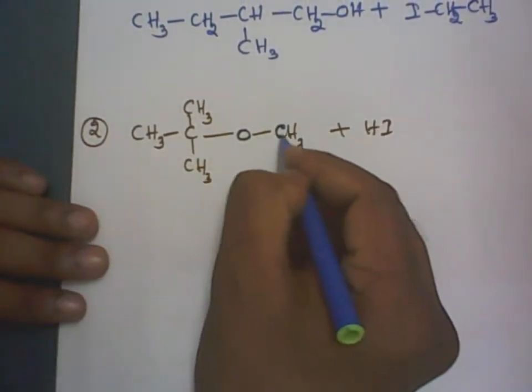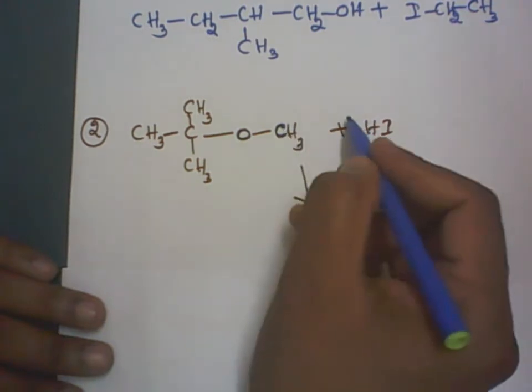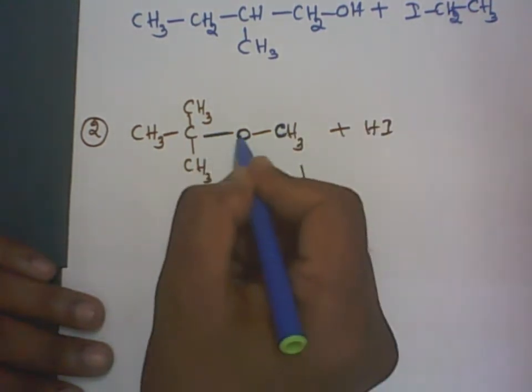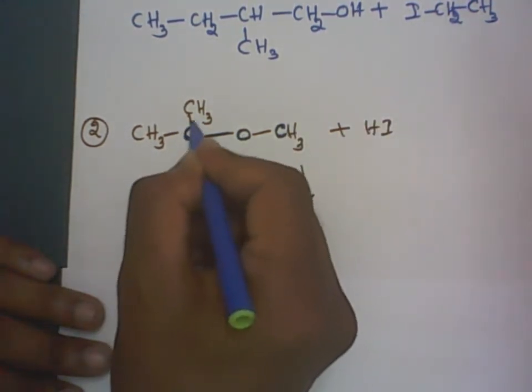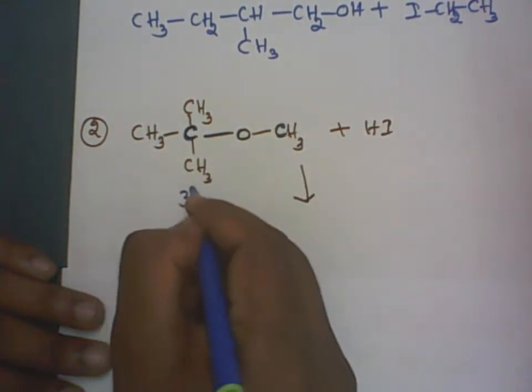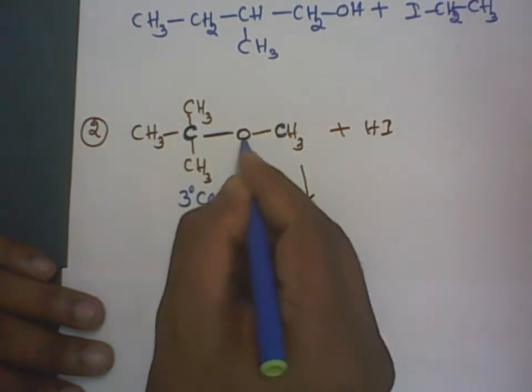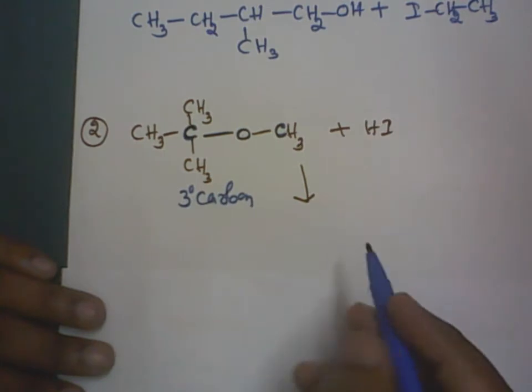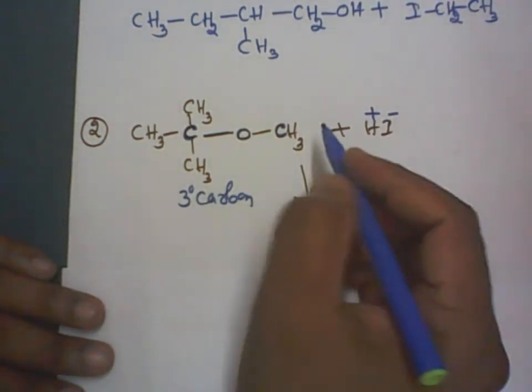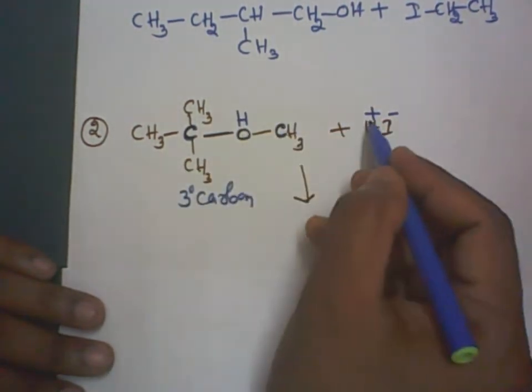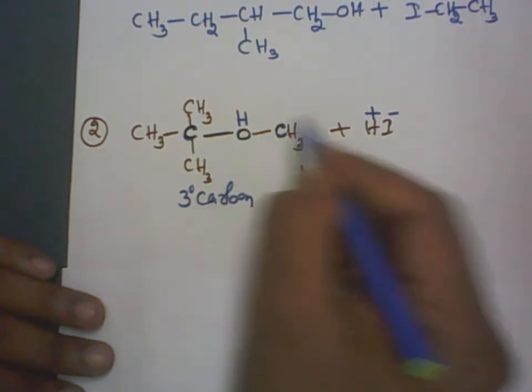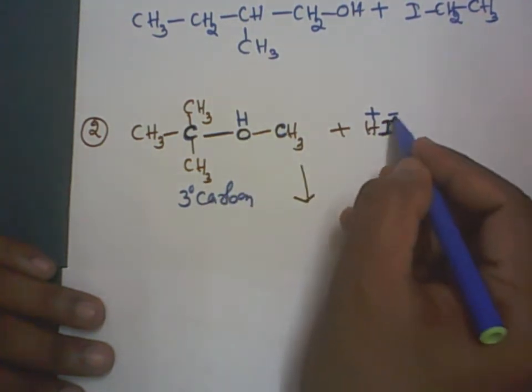Oxygen is attached to a carbon atom, and there is no more carbon atom. Here, this oxygen is attached to a carbon atom, which is in turn attached to 3 more carbon atoms. This is a tertiary carbon atom attached to the oxygen. So H plus and I minus. Remember, hydrogen always goes with the oxygen. I minus generally attacks the smaller alkyl group.